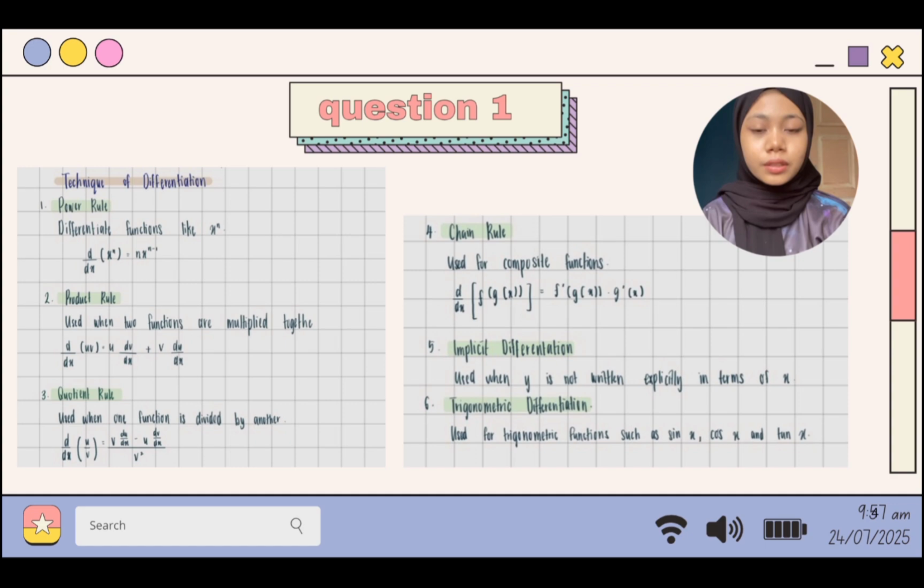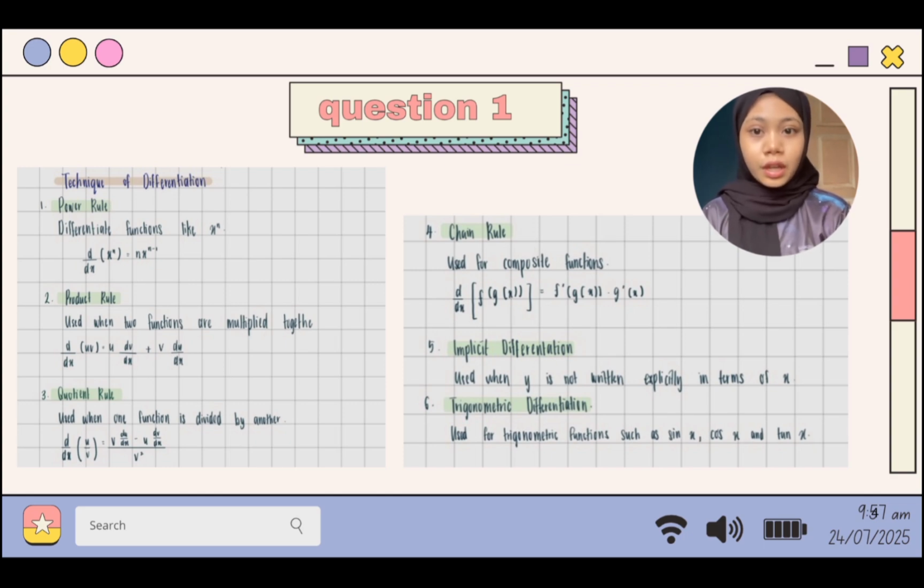Some techniques of differentiation are: number 1, power rule, d over dx, x to the power of n equals nx to the power of n minus 1. Number 2, product rule, d over dx, uv equals u dv over dx plus v du over dx. Number 3, quotient rule, d over dx, u over v equals v du over dx minus u dv over dx, all over v to the power of 2.